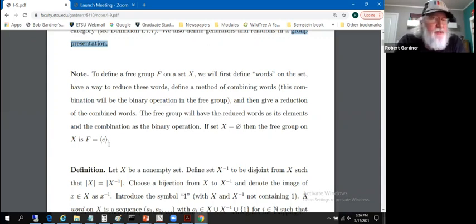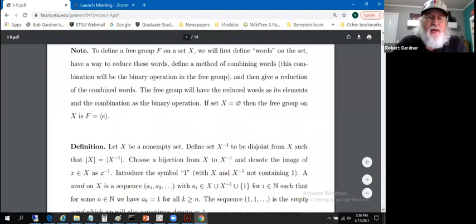Okay, so there'll be a bit of technicalities in this, in that we'll multiply two words together, two reduced words, whatever that is, and the product may not come to us initially as reduced, so we'll have to have a technique to reduce the product. And the elements of this free group will be reduced words.